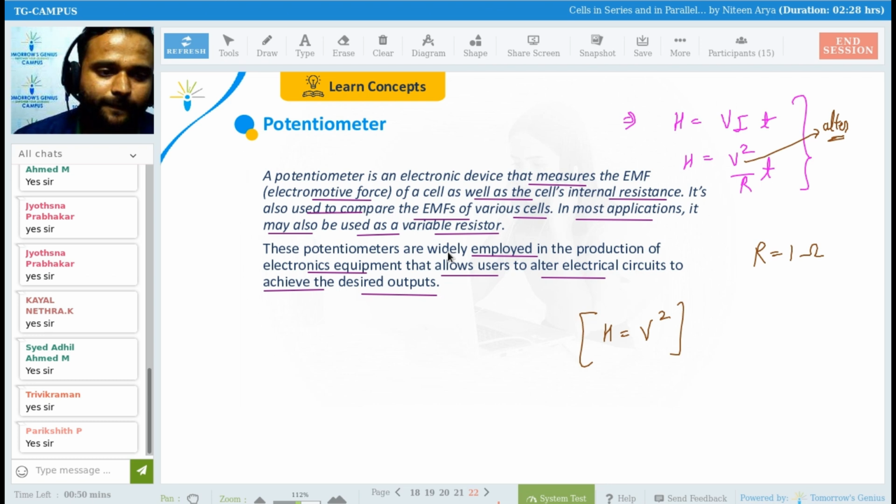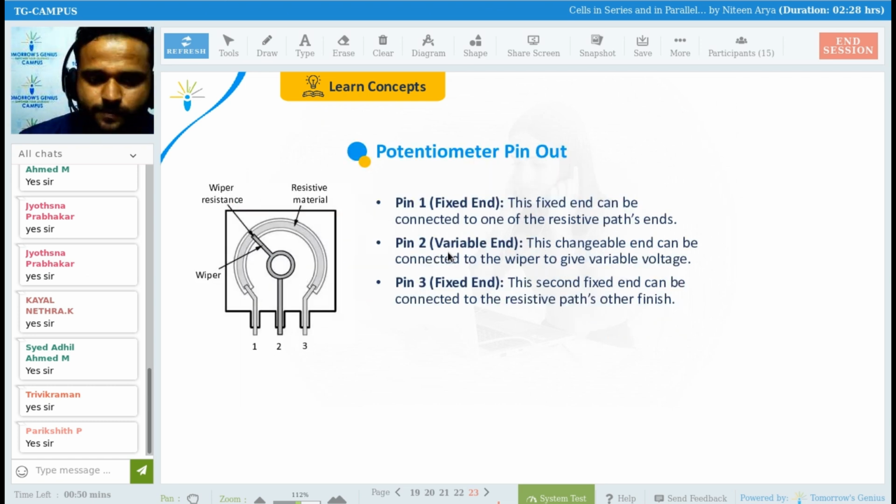Is this clear? Everyone, is this clear? Right? So that is how we can use this thing.